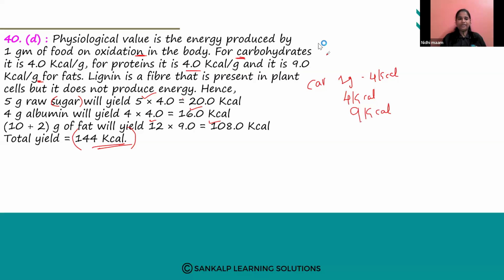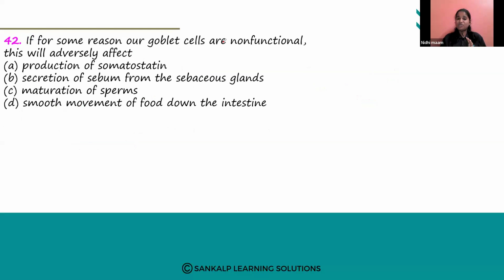Okay, do remember it. Next: if for some reason our goblet cells are non-functional, so we have specialized cells which are called goblet cells. If they are non-functional, this will adversely affect which of these? Production of somatostatin, secretion of sebum from the sebaceous glands, maturation of sperms, smooth movement of food down the intestine.